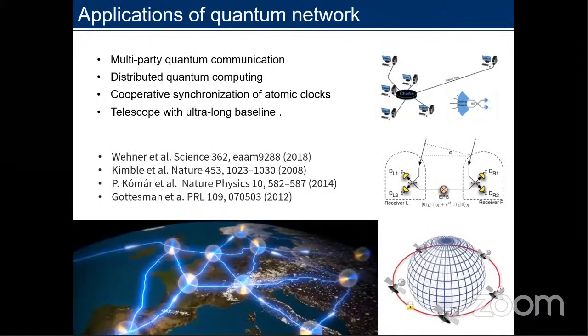Quantum networks will enable a number of significant applications other than QKD, such as distributed quantum computing and multi-party quantum communication. They may also enable applications beyond quantum information, such as cooperative synchronization of atomic clocks and construction of telescopes with ultra-long baselines.